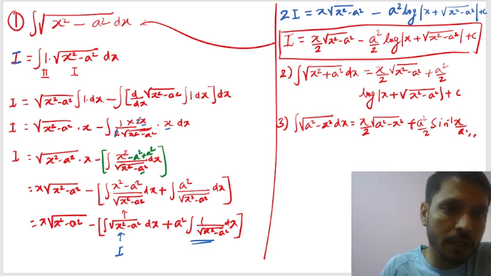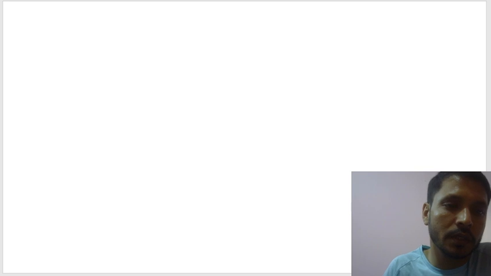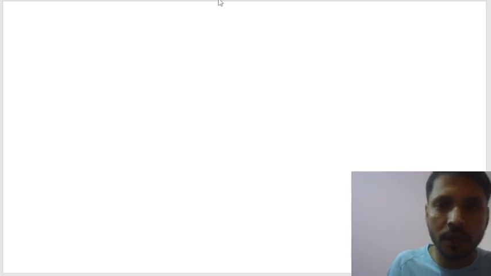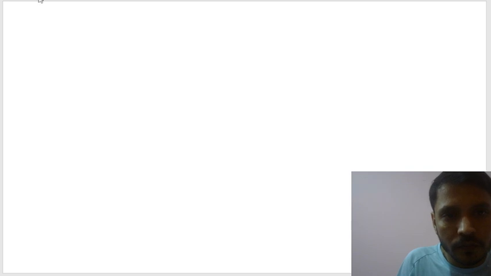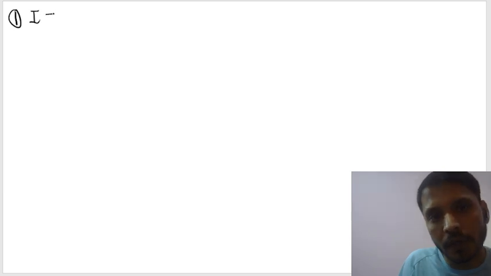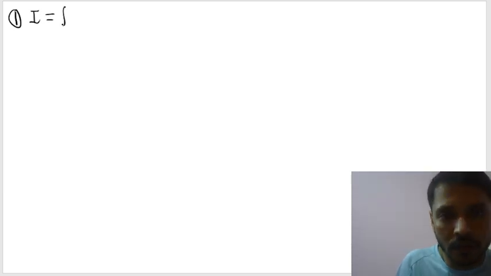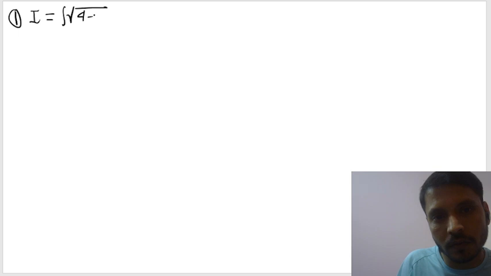So we are going to start the exercise problems. Before that we could solve some examples, but we can directly start the exercise only, there is no problem. So exercise 7.7, the very first question we have been given. The first question is: let I be the integration of under root of 4 minus x square into dx, right?